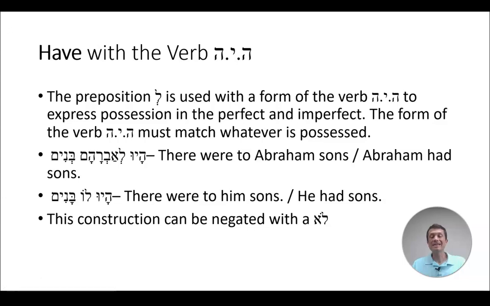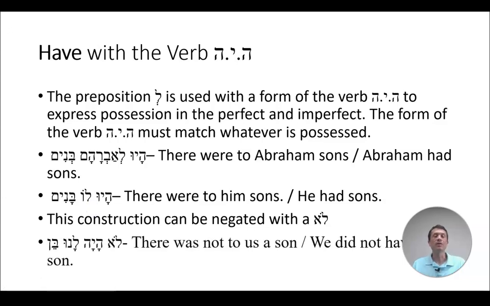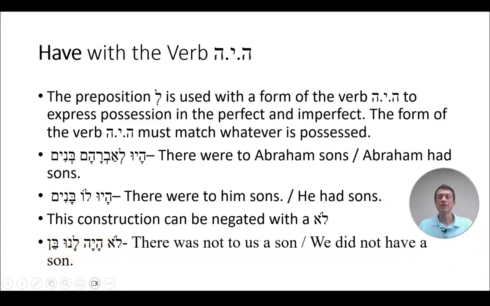This construction is negated, or can be negated, with a lo. So, lo haya lanu ben. There was not to us a son. Or you could simply translate that, we did not have a son. And that's it for this lesson.